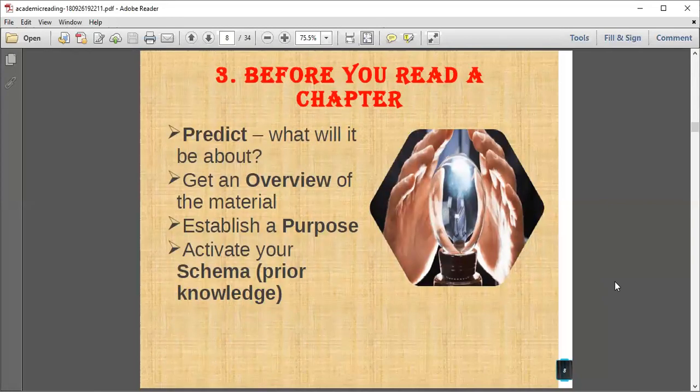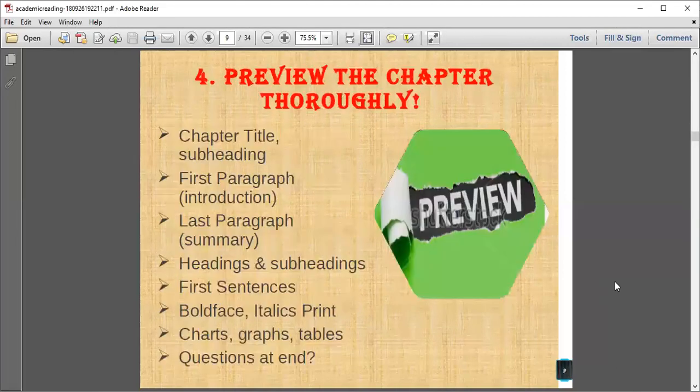Then, before you read a chapter, you have to predict. You have to predict what it will be about. Then get an overview of the material. You have to establish a purpose and you have to activate your schema or your prior knowledge.